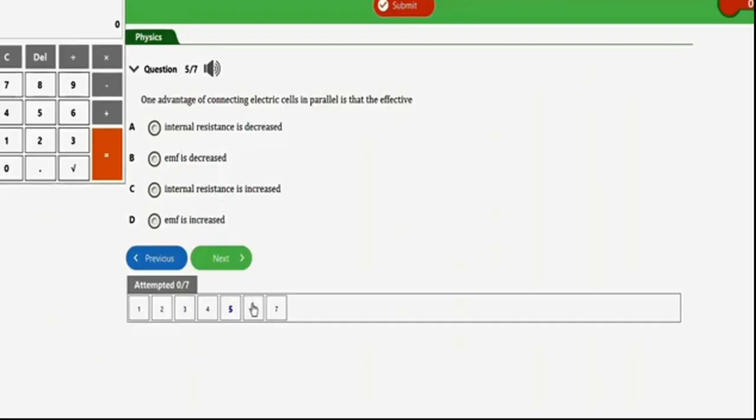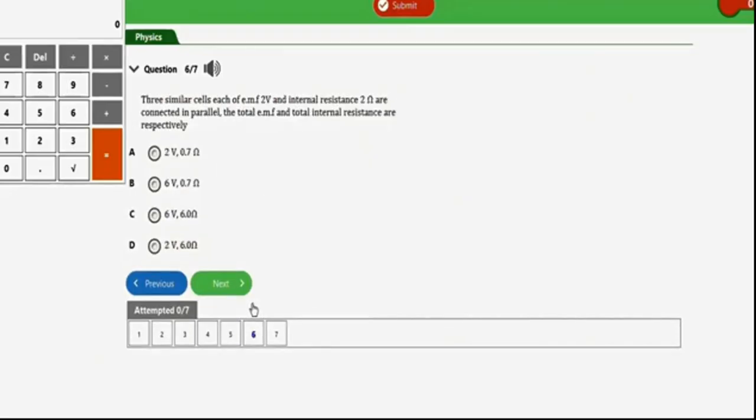Next question says 3 similar cells, each of EMF 2V and internal resistance 2 ohm, are connected in parallel. We are talking about parallel connection again. The total EMF and total internal resistance are respectively. Since it's parallel connection, the total EMF will remain 2V.